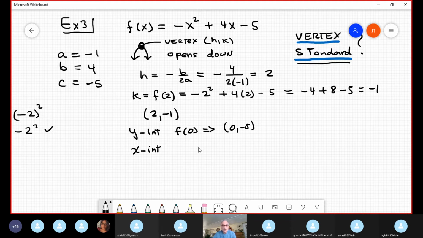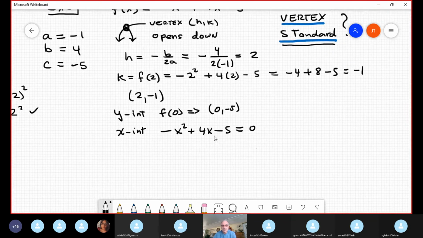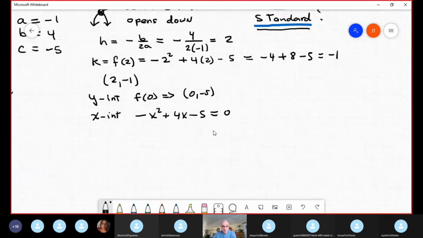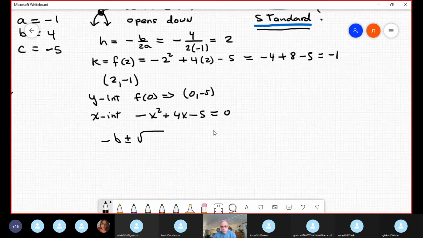And the x-intercept, I have no idea. I need to solve the quadratic equation like that: minus x squared plus 4x minus 5 equal to 0. Because I have no idea, I use one more time the quadratic formula. The quadratic formula is minus b plus or minus the square root of b squared minus 4ac, divided by 2a.